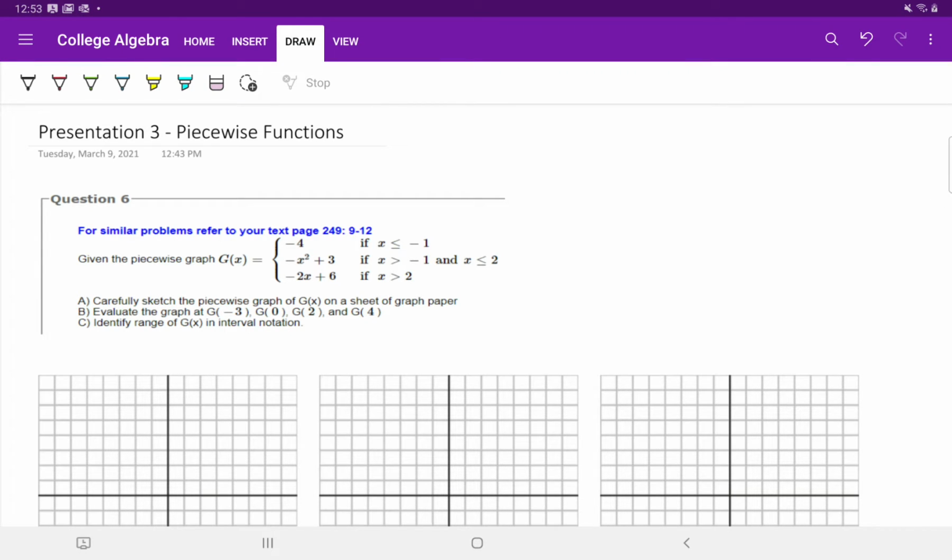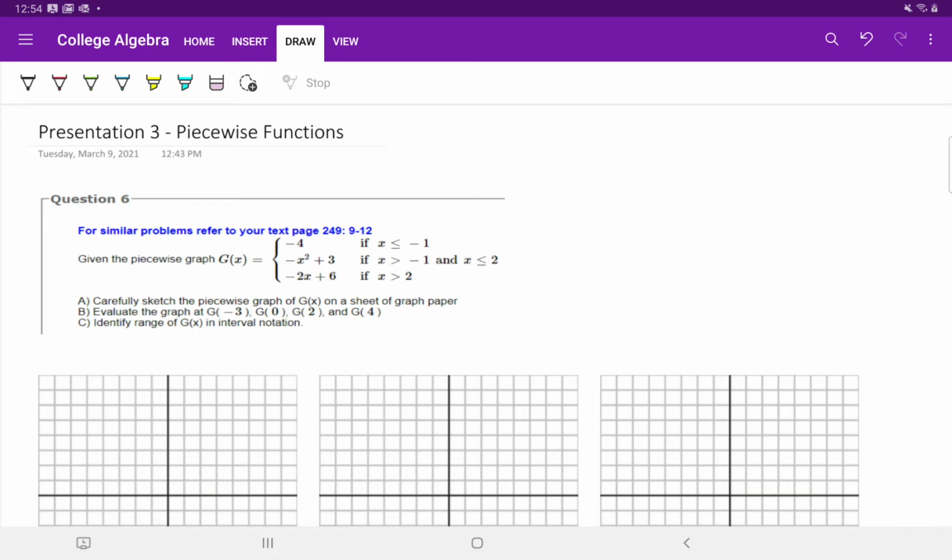Hello. In this video, we are going to go over an example that asks us to graph a piecewise function. And then it also asks us a couple of questions about that piecewise function. So I'm going to do this in a slightly different way than I did in class the first time around, just to make it a little bit more clear what's going on here.